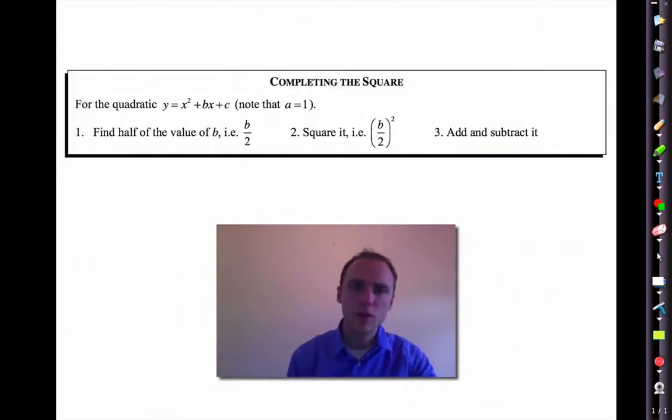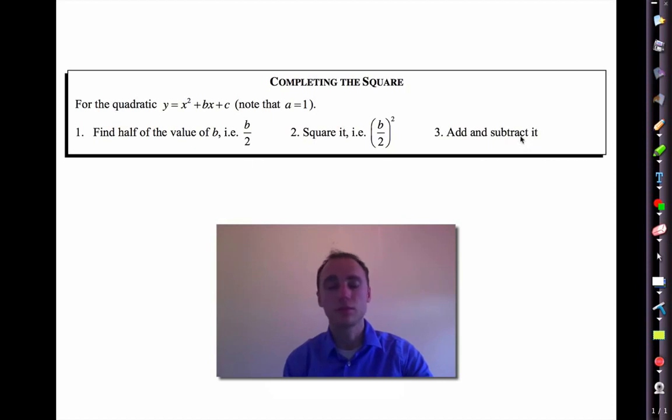So before we go to another question, I just want to go through the process of completing the square one more time. For the quadratic y equals x squared plus bx plus c, that's any quadratic, no, a equals 1, so this term right here equals 1. To complete the square, I have to take my b term, divide it by 2, square it, and then add or subtract it. So just like we saw before.